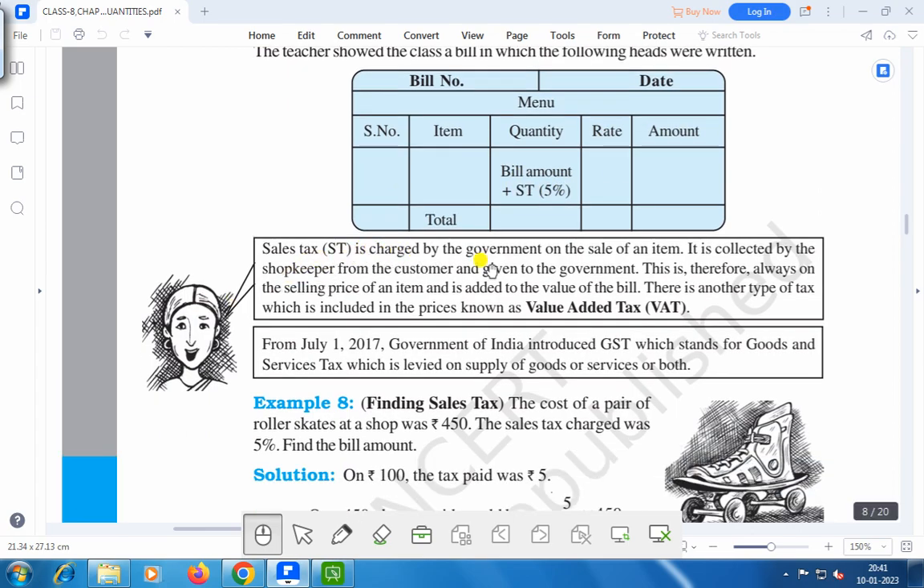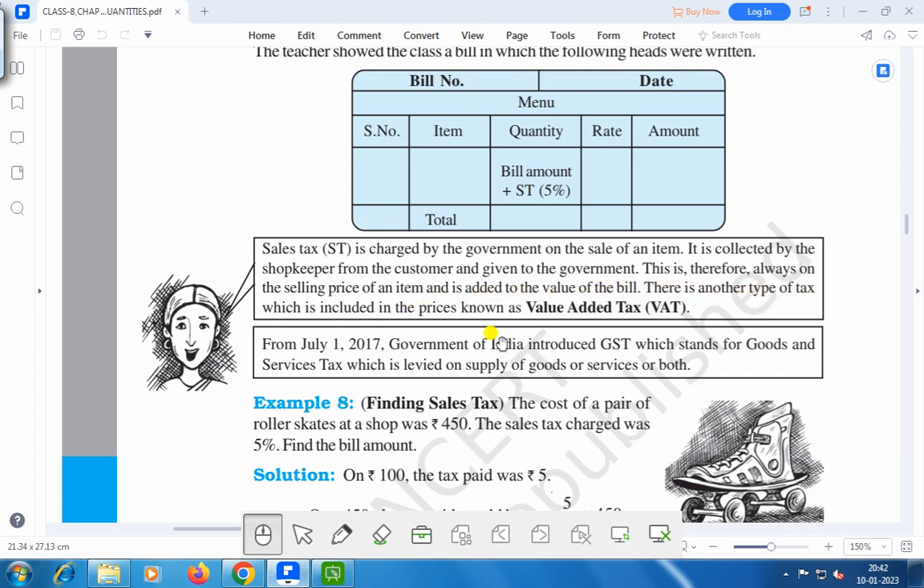Sales tax is charged by the government on the sale of an item. It is collected by the shopkeeper from the customer and given to the government. This is therefore always on the selling price of an item and is added to the value of the bill.